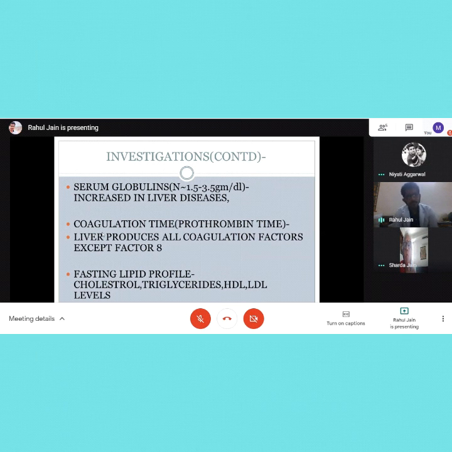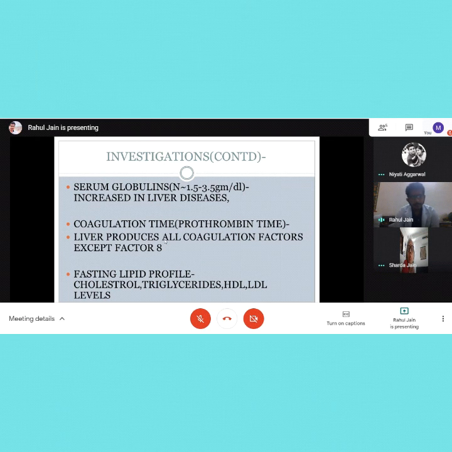Then coming to coagulation time. We need to remember that prothrombin time reflects the extrinsic pathway, and it is the coagulation time which we measure to see the function of the liver, and the liver produces all coagulation factors except factor 8. Factor 8 is part of the intrinsic pathway, and the other factors are part of the extrinsic pathway, which is measured by prothrombin time. So we measure only prothrombin time to check the coagulation function of the liver.